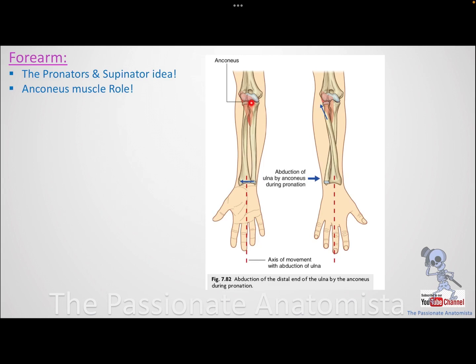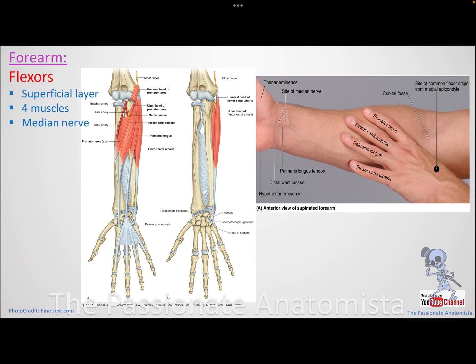Anconeus, why do I want to mention it here? Because Anconeus is a weak extensor of the elbow, and we talked about that previously. And now I want to add one more important function for the Anconeus, which is basically that it keeps the distance between the radius and ulna whenever you do pronation. So in order for the bones to keep the distance between them, thanks to the Anconeus muscle, it's going to make sure to keep the distance between them. All right, so it keeps abduction of the ulna during pronation. Okay, so this is one important function about Anconeus.